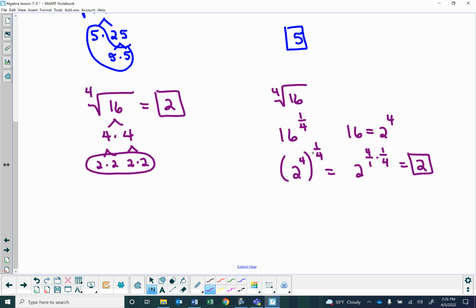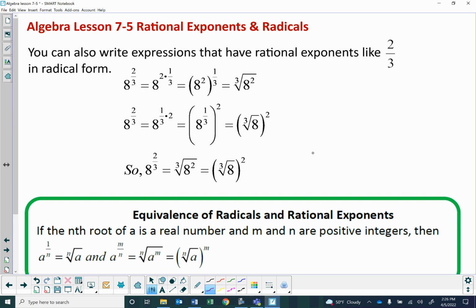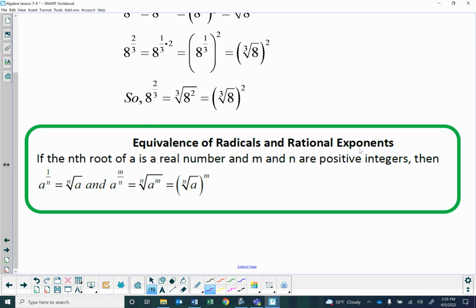However, if you actually understand the second method that I'm working with here, you'll understand how to change things from rational exponents to radical exponents and back and forth. So you can also write an expression that has rational exponents like 2/3 in radical form. Like 8 to the 2/3 is the same thing as saying 8 squared times 1/3. And remember, a power raised to a power is multiplied. So that would be just like saying the cube root of 8 squared. Or 8 to the 2/3 is 8 to the 1/3 times 2, which is also the cube root of 8 squared. Which basically means that it doesn't really matter where the square goes.